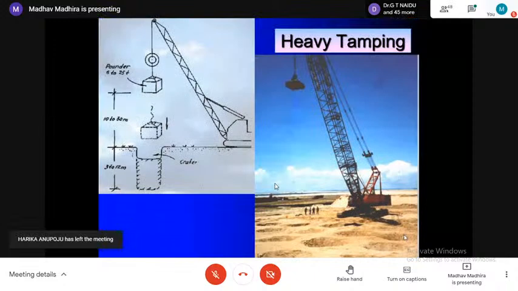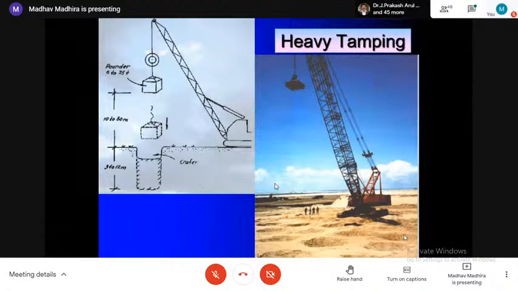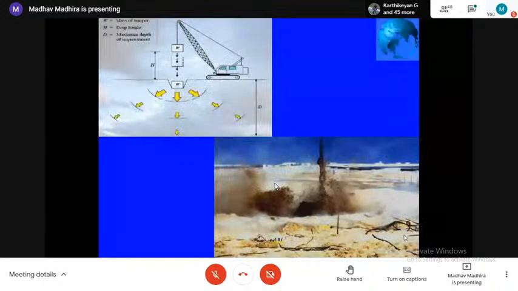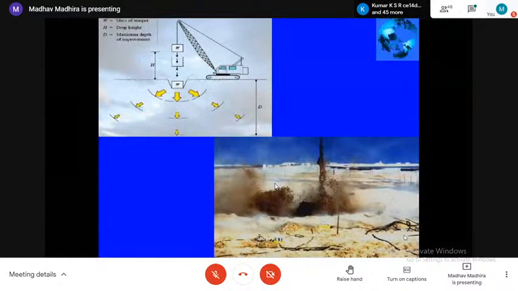This is heavy tamping. Imagine your Proctor test, multiplied by a scale of 1,000 to 10,000 times. If I can drop a weight of 10 to 20 tons in mass over a height of 10 to 20 meters, the energy we transfer each blow is 200 to 400 ton meters, and the soil will get densified very fast because the energy travels radially outward, and that's what you find is the best way to densify.